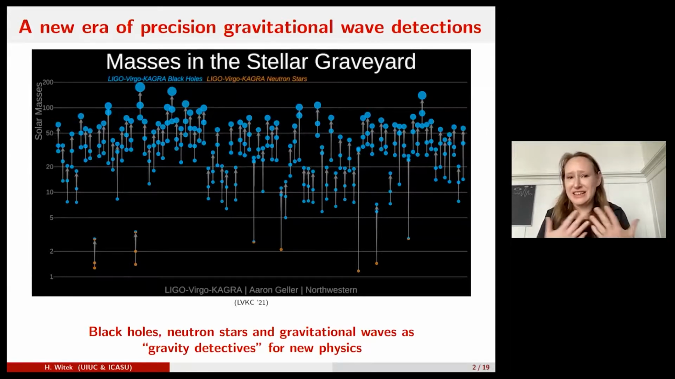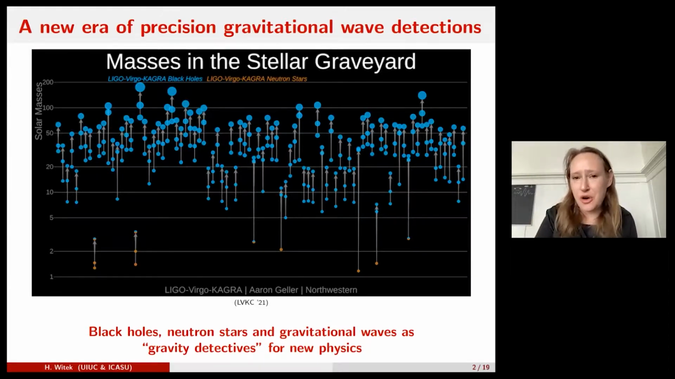If we think back just a little more than 6 years, we had the first detection, which was this really big breakthrough. And now with almost 100, we are really entering an era where I would start calling it precision science. We are starting to have precision gravitational wave detections. And that means that we can use the observations of black holes, neutron stars, and the gravitational waves that they emit during their late in-spiral and merger to search for new physics. So we can use them as gravity detectives, if we wish, to understand physical phenomena.